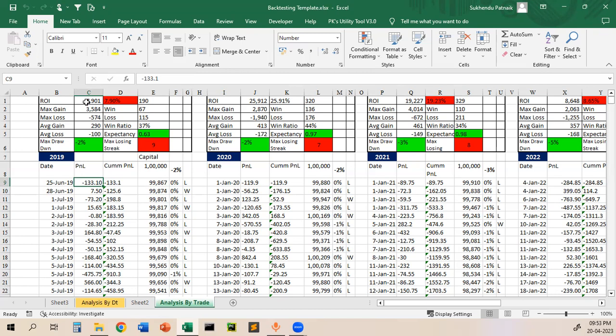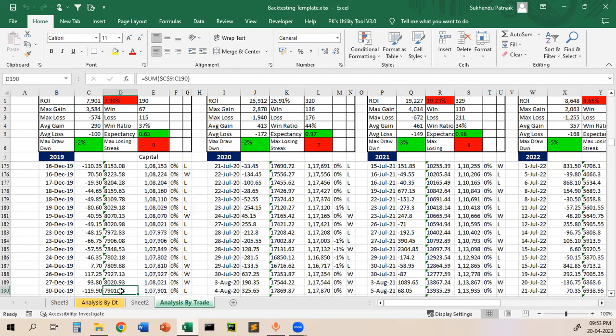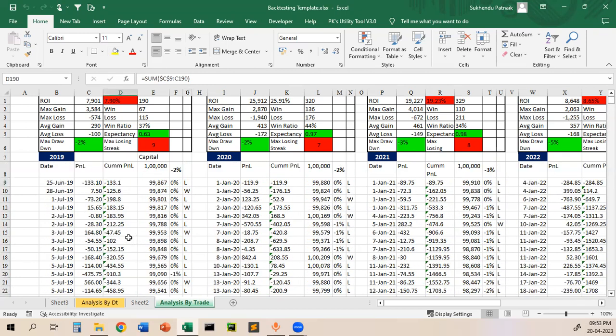Based on this calculation, I found out the ROI is 7901, which is nothing but the last line of the cumulative P&L. So for the year 2019, 7,901 rupees was the net profit. So the ROI is 7901 upon 1 lakh, which is 7.9%. Below that, we find the max gain, max loss, and average gain. This is the average of all the P&L where the value is greater than 0, that is the average gain. And average loss is similarly when the value is less than 0 in the P&L. Now, max drawdown is taken from this cell.